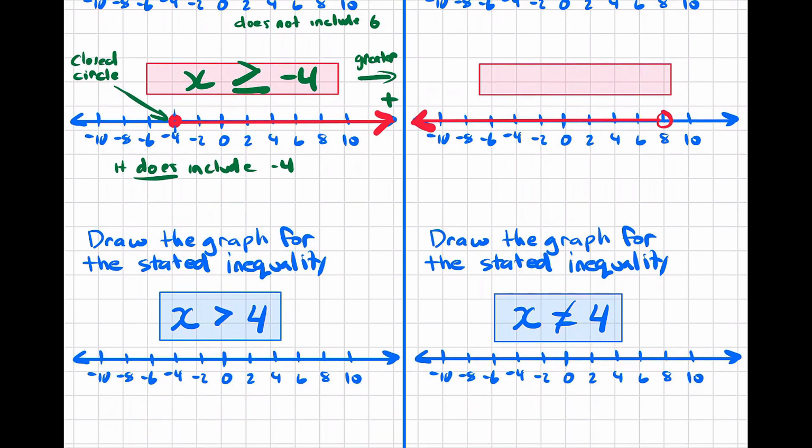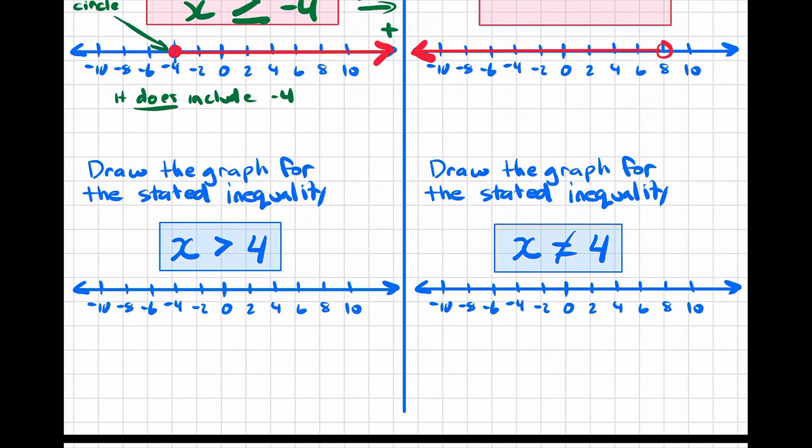Okay, and the third question right here, they already give you the inequality in this statement right here, and they're telling you to now put that on the graph. So what does it say? X is greater than 4. So because it's not equal to, it will be an open circle, and greater means it's going to the right, and it would look like that. Whoa, that's a big arrowhead. Let's try that again. That looks better.